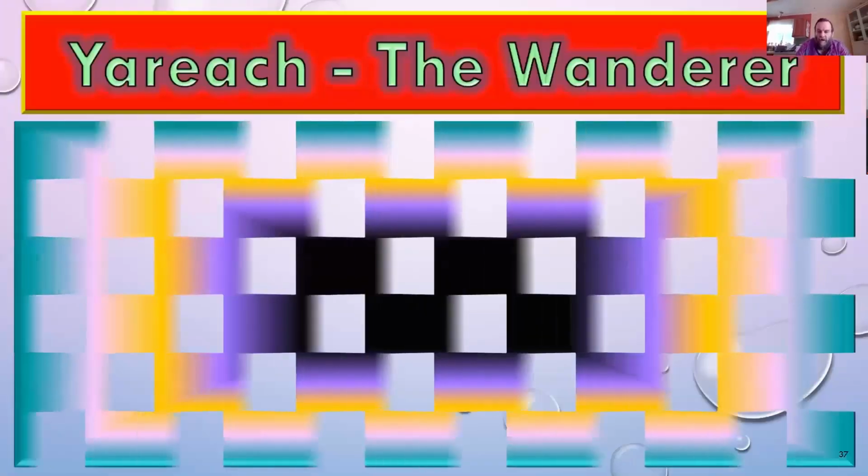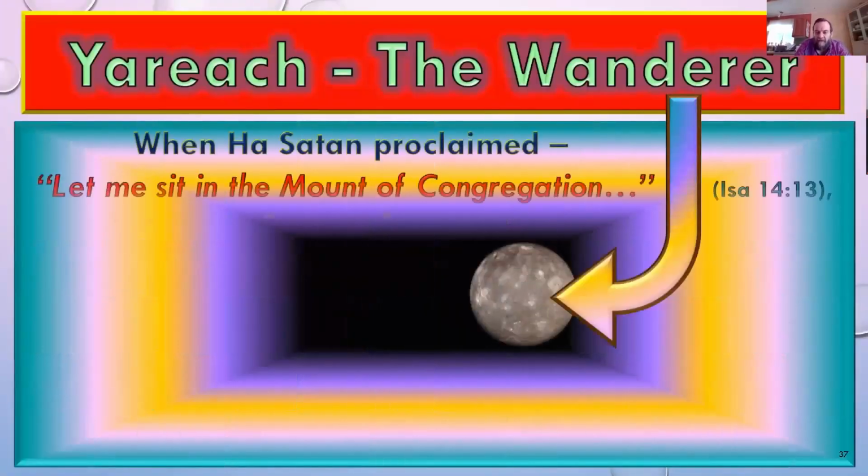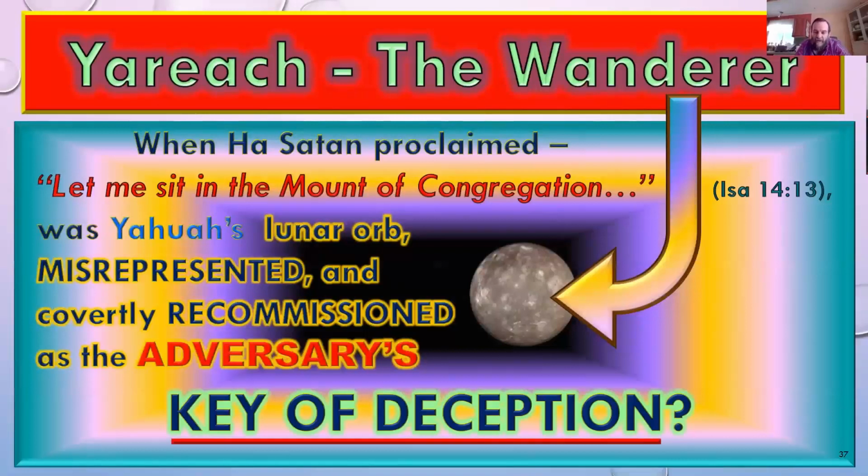Yariyah, the Wanderer. And the Wanderer is a name that is given to the moon because that's exactly what it does. It has a very erratic circuit, very undependable. When Ha-Satan proclaimed, "Let me sit in the mount of congregation," you'll see that in Isaiah 14:13, was Yahuwah's lunar orb misrepresented and covertly recommissioned as the adversary's key of deception? An interesting question. We need to think about this very carefully.